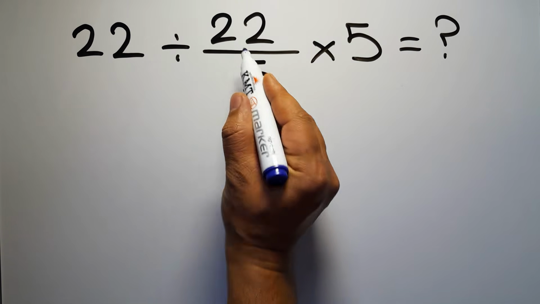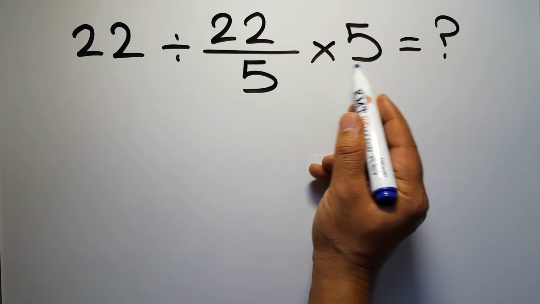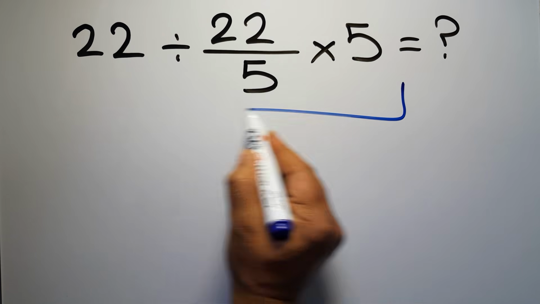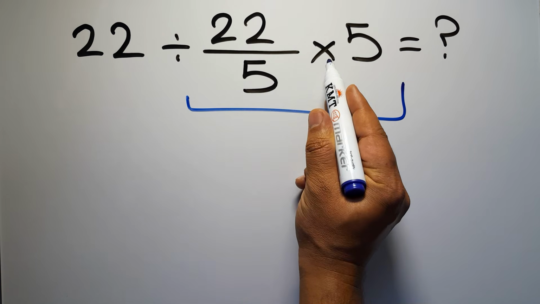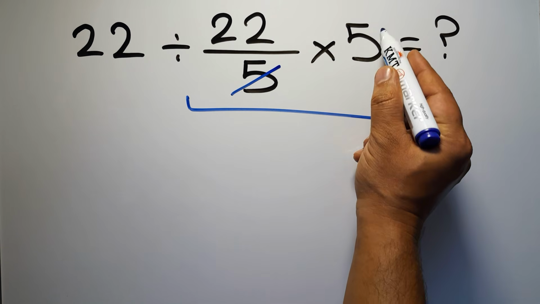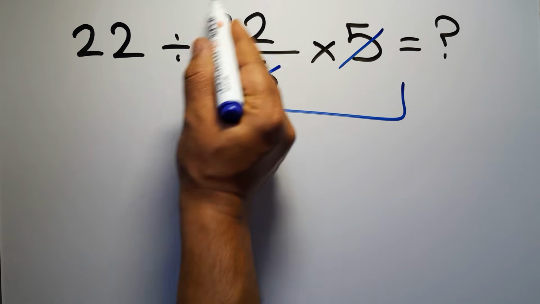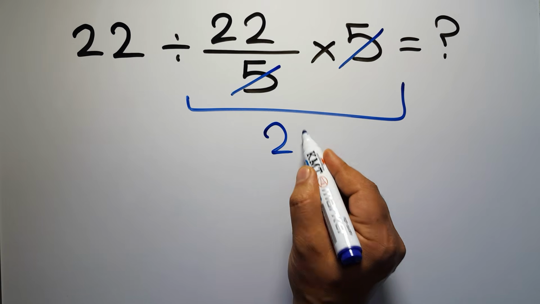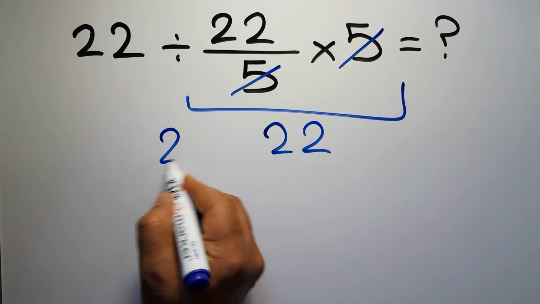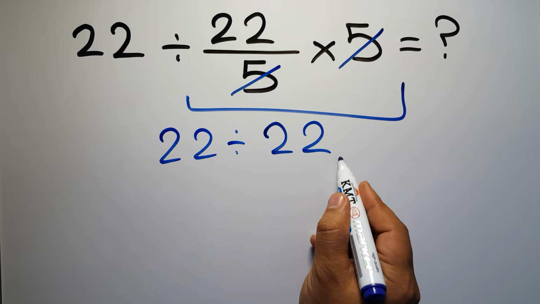22 divided by 22 over 5, then times 5. First we do this multiplication. 22 over 5 times 5. We can easily cancel this 5 and this 5. So here we have just 22. So 22 divided by 22 is just 1.